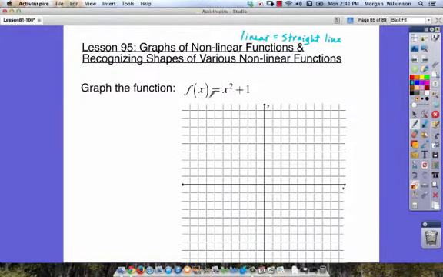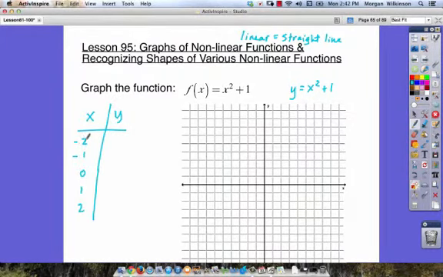Let's graph this function first. We have f of x is equal to x squared plus 1. Now we graph these the same way we've graphed before. Remember, f of x is just the same thing as saying y is equal to x squared plus 1. So let's make a table. We'll say x and we'll say y, or we could say f of x. Either way works. In this one, let's take 5 values. Let's say x is -2, -1, 0, 1, and 2.